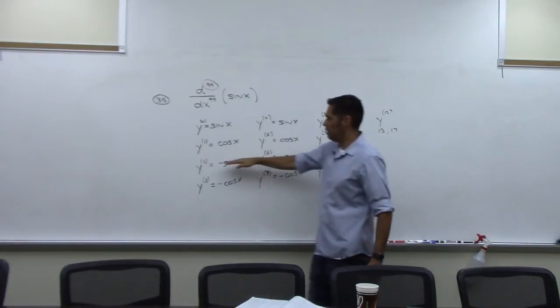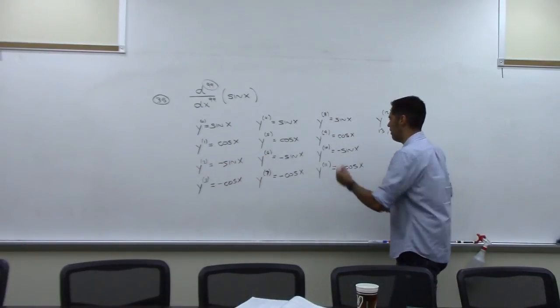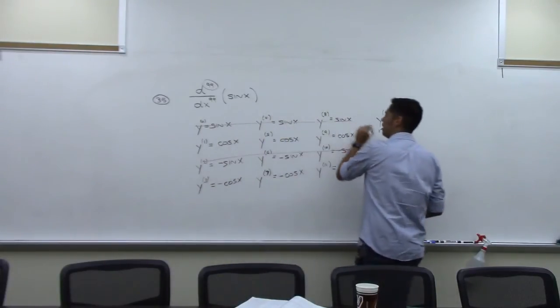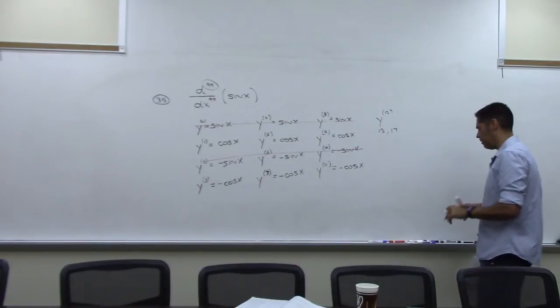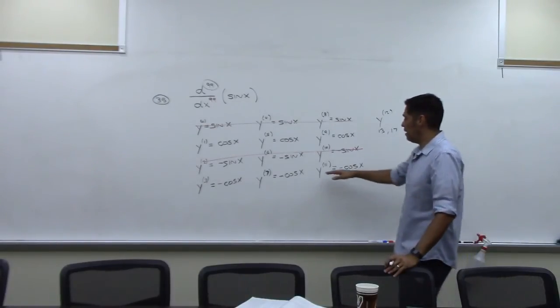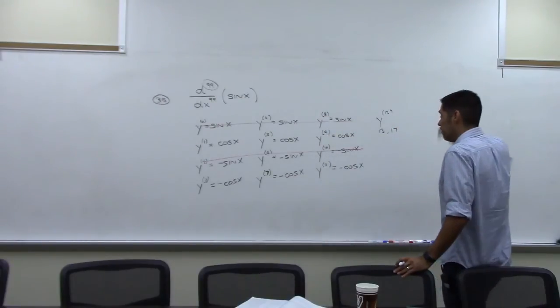Could 99 be here? Well, look, 2, 6, 10. Those are all even numbers. There's no way I'm going to have 99 derivatives. So I'm going to eliminate this. I'm going to eliminate this one. It's not going to be those. It's either going to be cosine x or negative cosine x. So we just need to figure out, is it going to land in this list or this list, right? Is 99 in this list or this list?